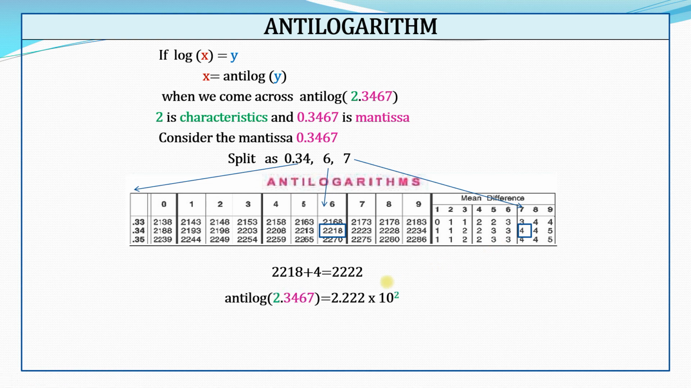And now the anti-log of 2.3467. What you have to do is just write blindly 2 point, that is, place the decimal after the first digit, and times 10 to the power of whatever the characteristic you have. Now let me simplify this. You get 222.2. We'll just verify whether we have got the right answer.